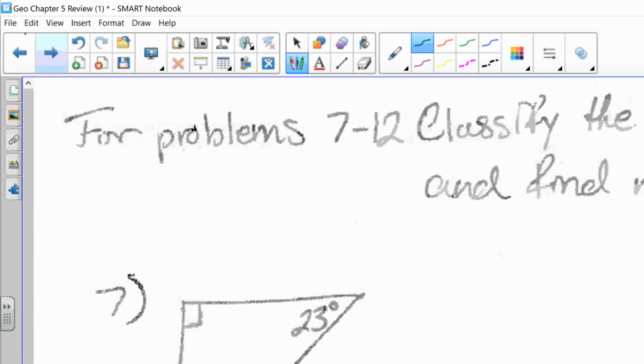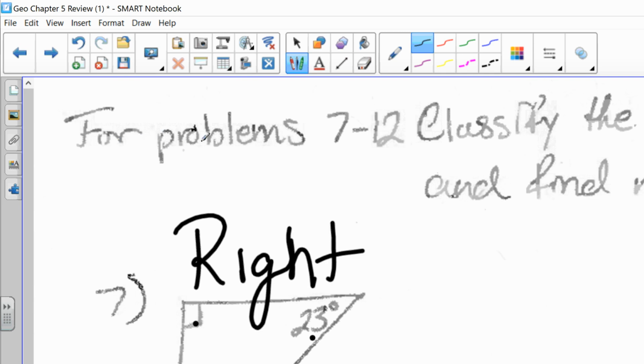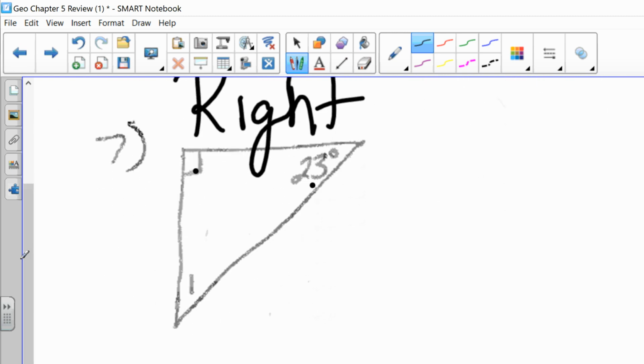Classify the triangle by its angles and find the measure of angle 1. Is there one of these here for 7 through 12 that we want to look at? Number 7. So we know that two angles are 90 and 23. So this here is a right triangle. We know that automatically because it has one right angle. So if it is a right triangle, we can classify it by its angles as right. Now, we also know that all three of these angles are going to add together to be 180.